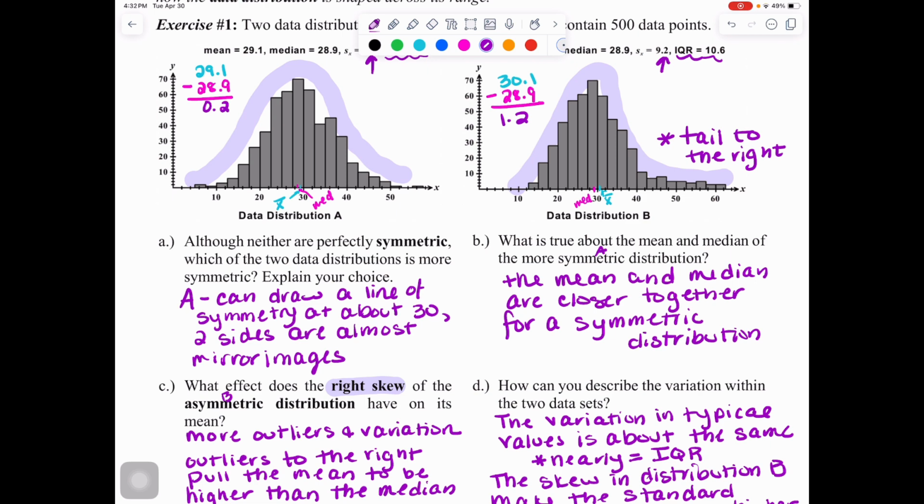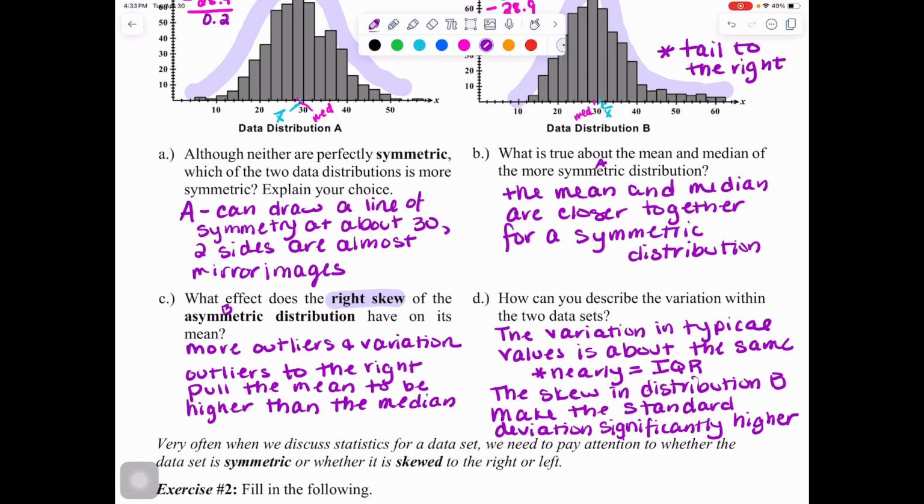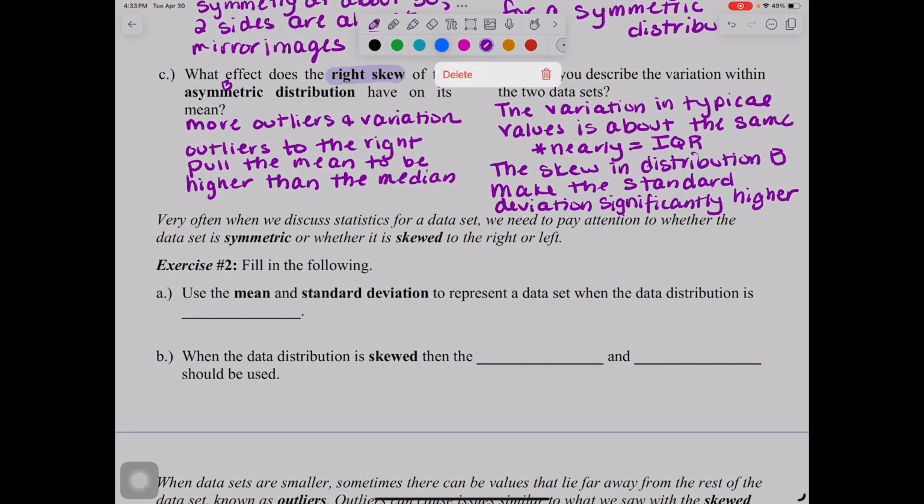It says, what effect does the right skew have? So the fact that we had that tail to the right in the skewing means we have more outliers up there, which is going to pull the average up and make it significantly higher than the median, which means our variation here is changing. So they had the same IQR, but their standard deviations were quite different. That tail to the right had an effect on that. It says very often when we discuss statistics for a data set, we need to pay attention to whether the data is symmetric or if it's skewed to the right or the left. So let's summarize here by filling in these statements.